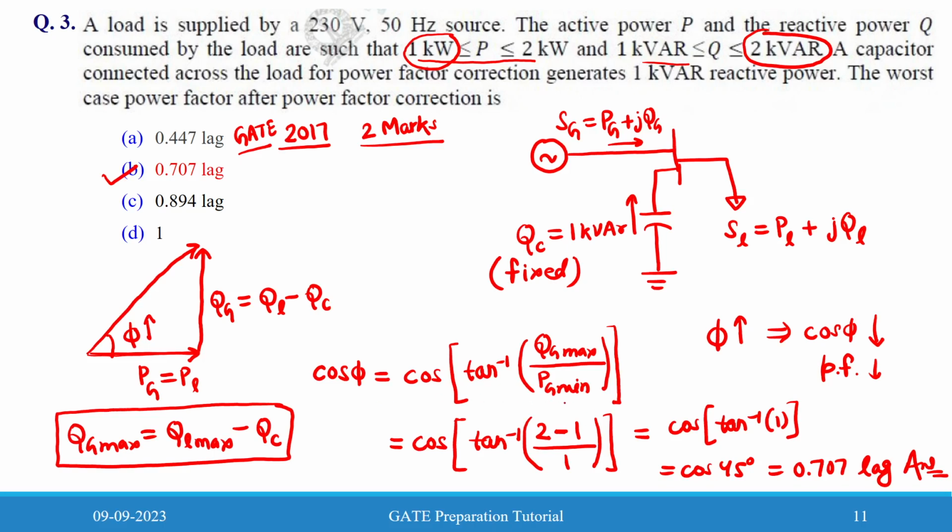And you have to take PG minimum. If you take PG maximum value, then it will have a better power factor than this value. So you have to take PG minimum. PG minimum will be, got it, sir? Yeah. PL is equal to 1.